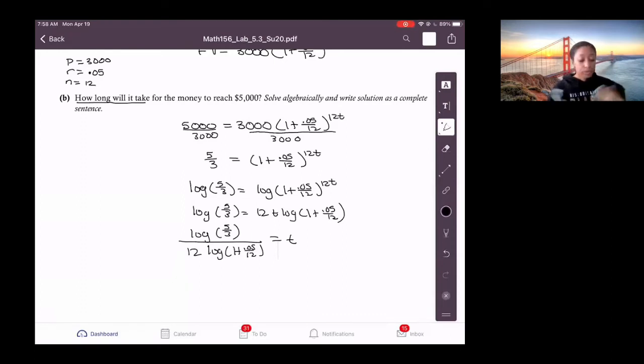All right, now you just have to enter all of this into your calculator. And you do need to practice entering expressions that look like this into your calculator. We'll see them a lot in chapter 6 when we're solving financial problems like this one, where you have to figure out how long it takes to get to a certain output. This would be log of 5/3 divided by, if you type this into your calculator all at once, you need to put the entire denominator in parentheses. So parentheses, 12 times log of (1 + 0.05/12).